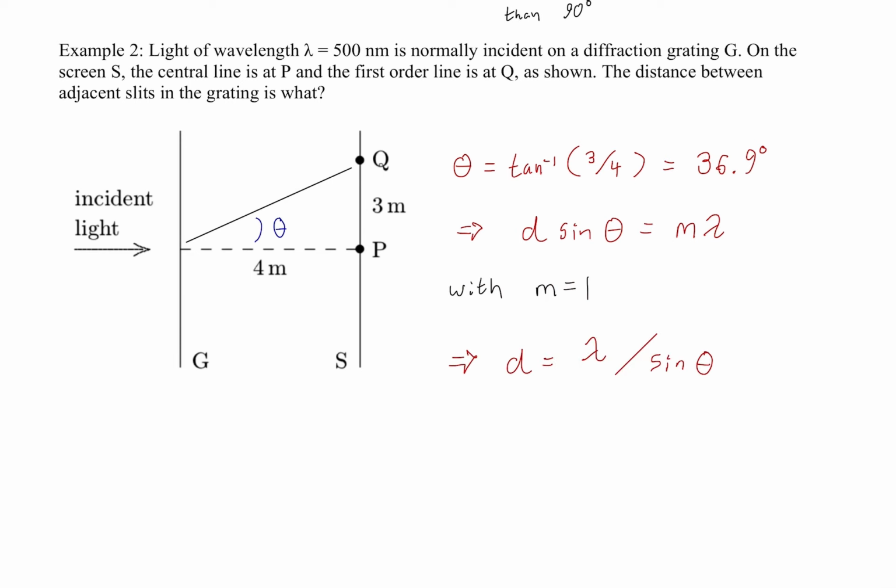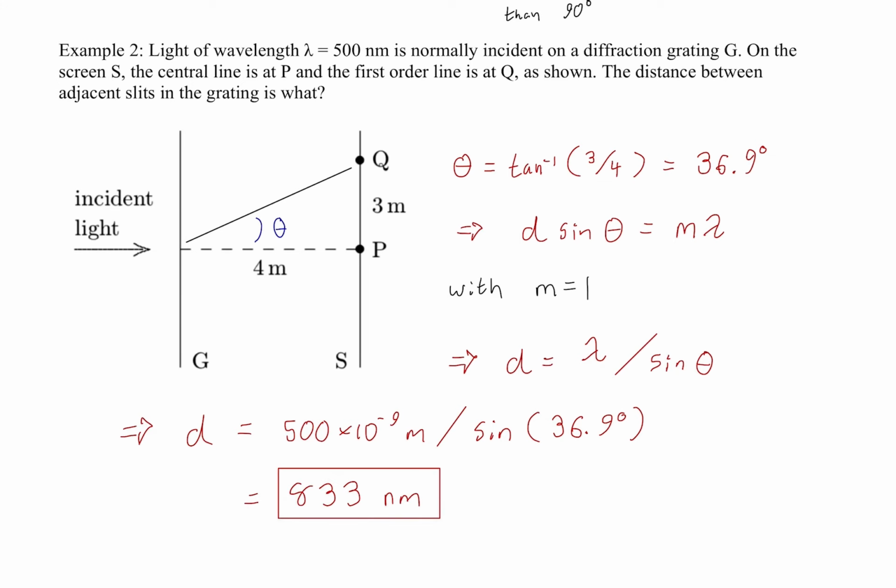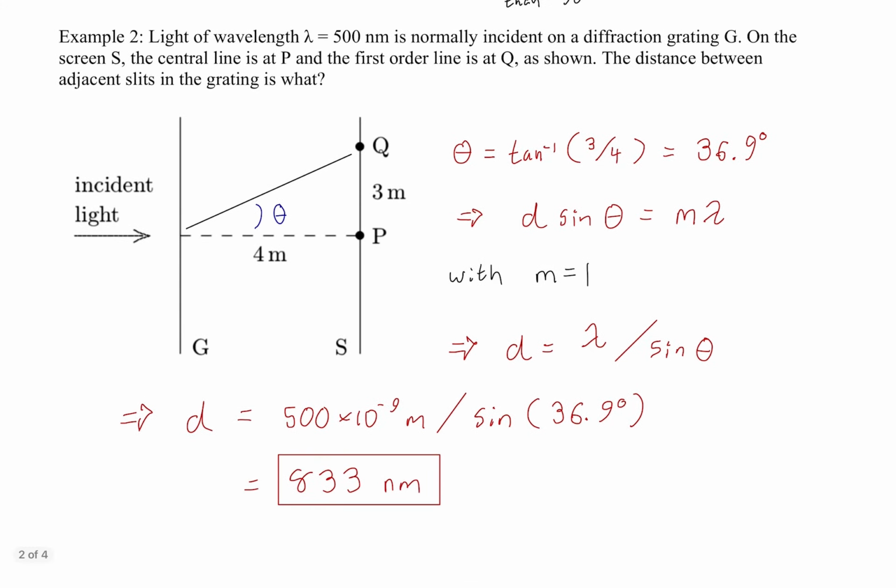All right, so we got d is just going to be lambda over sine theta. All right, so we get 833 nanometers. That's the distance between adjacent slits. Didn't ask for the line spacing, it actually asked for d, so we're done.